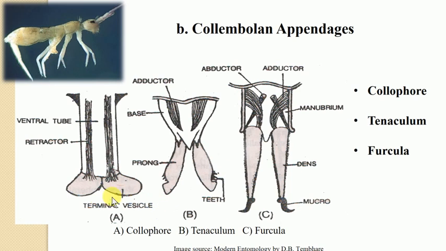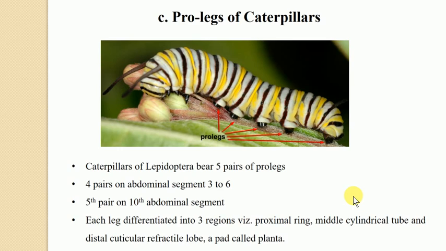So in this way, these three kinds of unique pregenital abdominal appendages are found among the collembolan insects. So this is about the collembolan appendages known as the collophore, tenaculum, and the furcula. The next one is the prolegs of the caterpillar. Now caterpillars of the Lepidoptera bear 5 pairs of prolegs, 4 pairs on abdominal segments 3 to 6, and the 5th pair on the 10th abdominal segment.